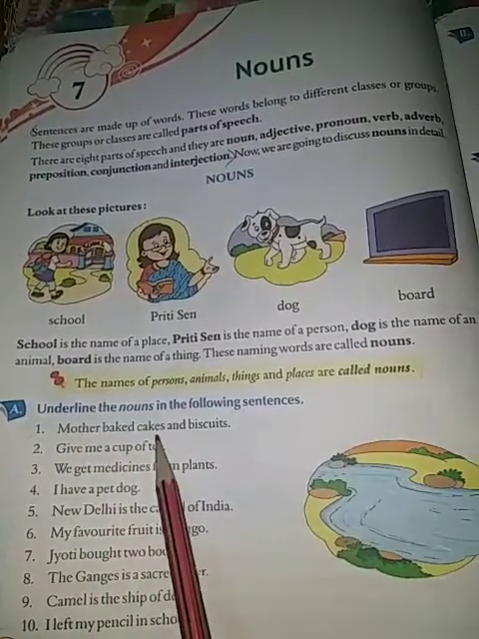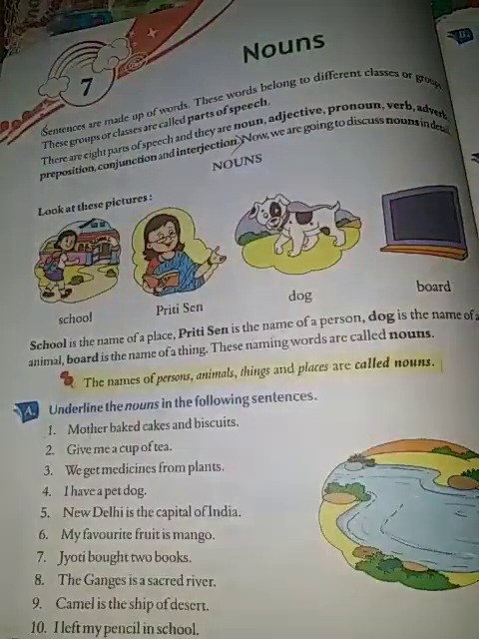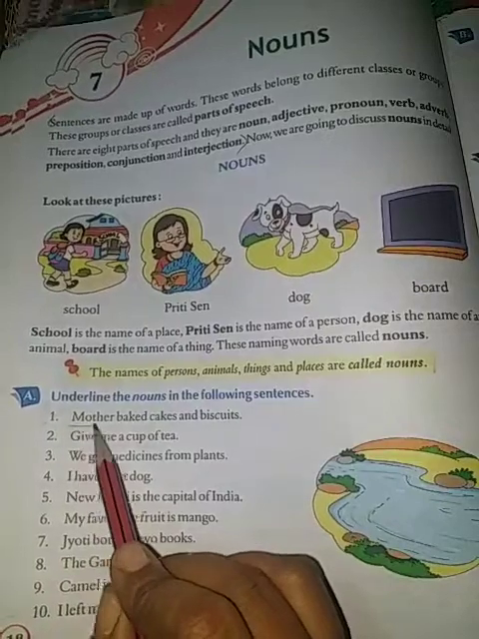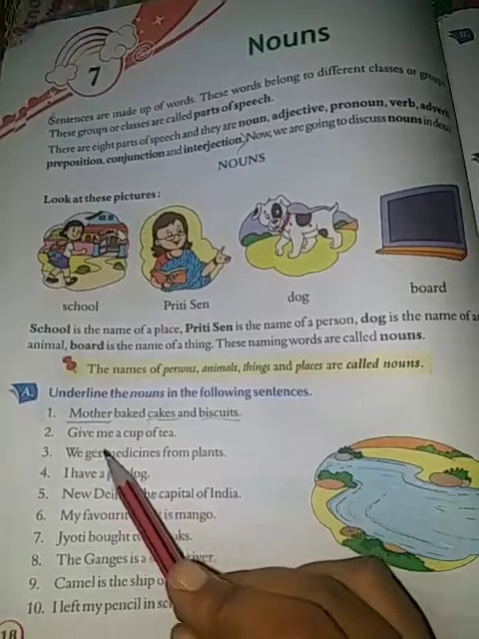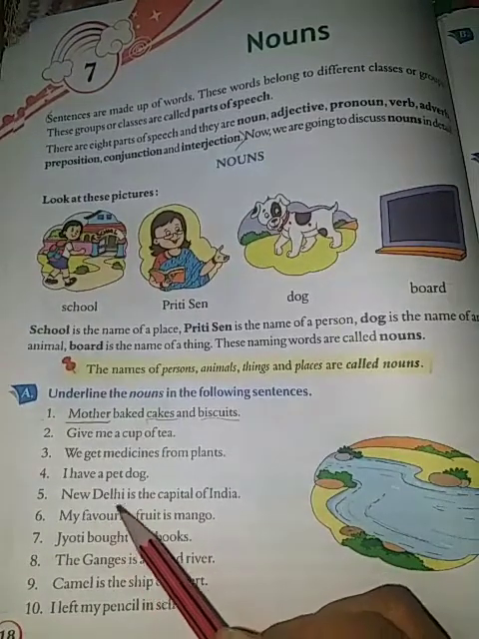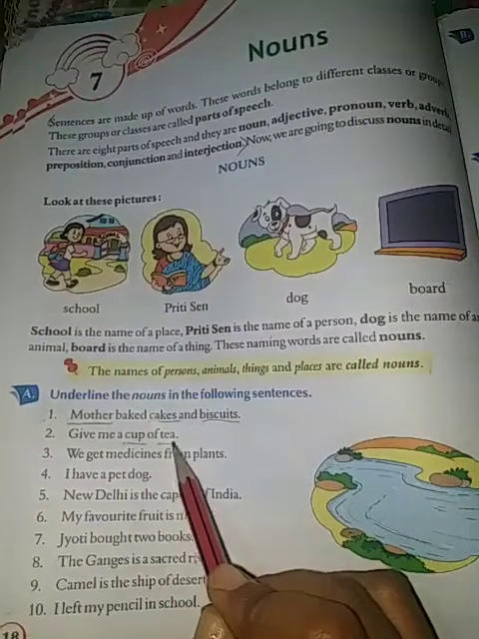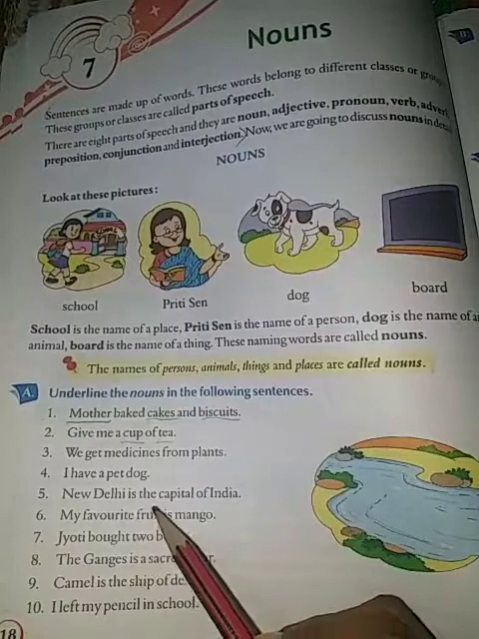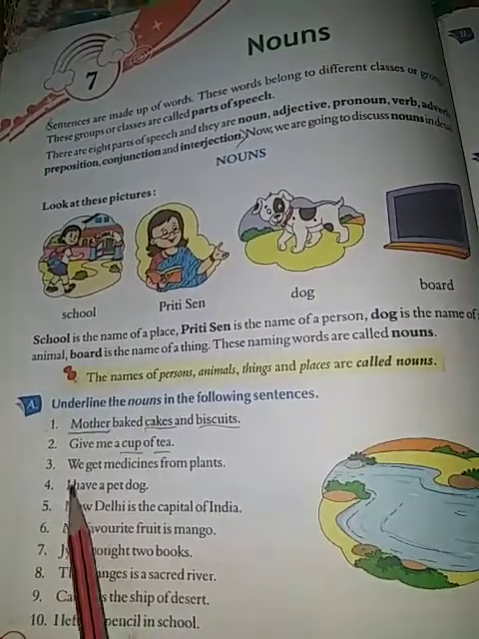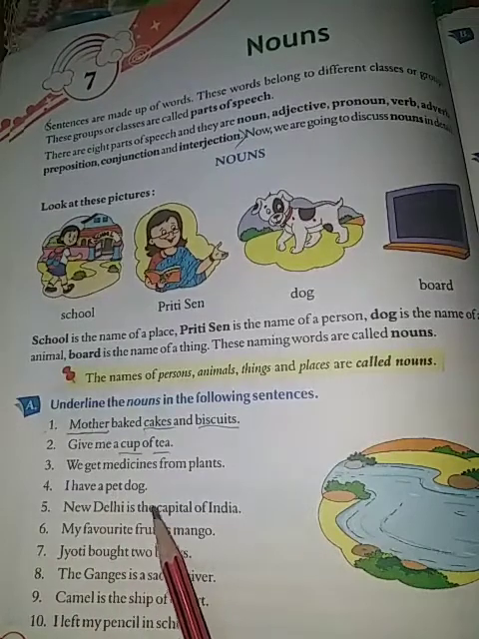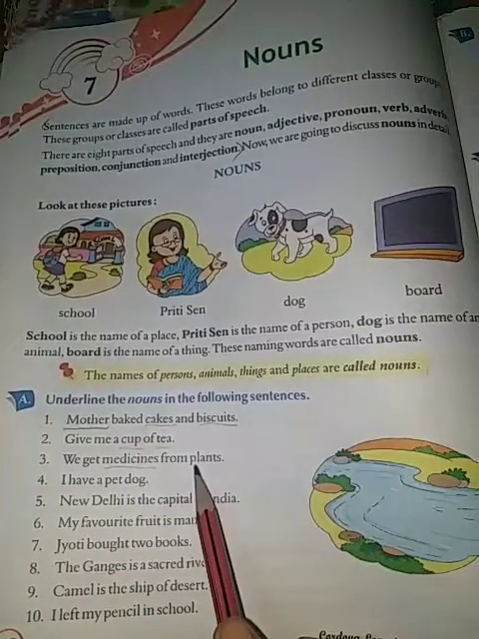Mother baked cakes and biscuits. Can you tell me which is the right answer? Mother, cakes and biscuits are nouns. Give me a cup of tea. Can you tell me which is noun here? Cup and tea. Very good. I hope you have completed this. Let's move to the third one. We get medicines from plants. Here, medicines and plants are nouns.